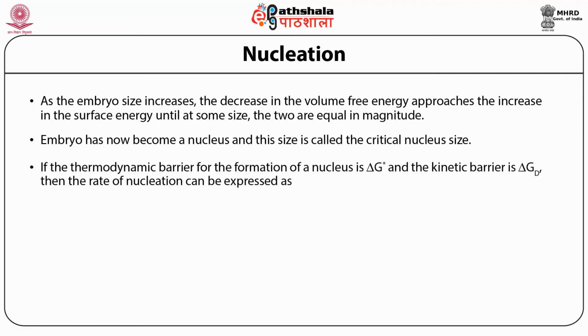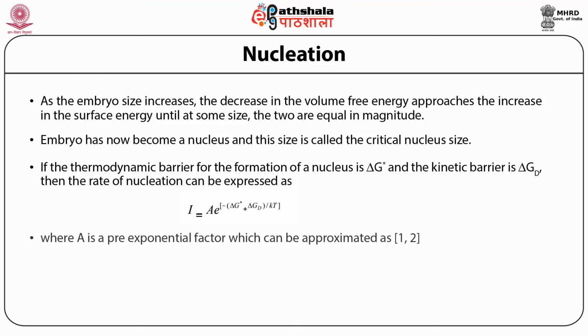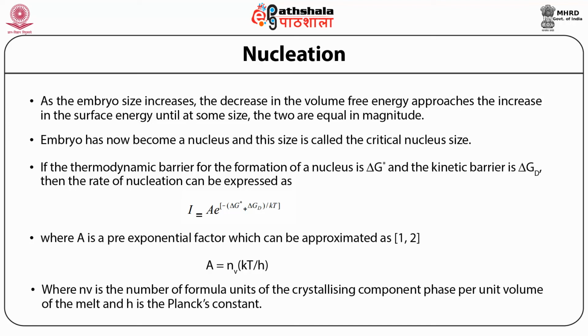So, if the thermodynamic barrier for the formation of a nucleus is delta G and the kinetic barrier is delta G_D, then the rate of nucleation can be expressed as I = A exp(-(delta G + delta G_D)/kT), where A is a pre-exponential factor which can be approximated as A = N_V kT/h, where N_V is the number of formula units of the crystallizing component phase per unit volume of the melt and h is Planck's constant.